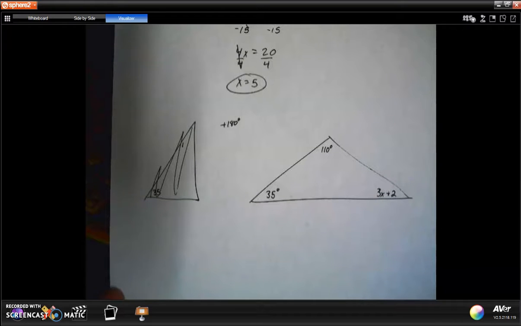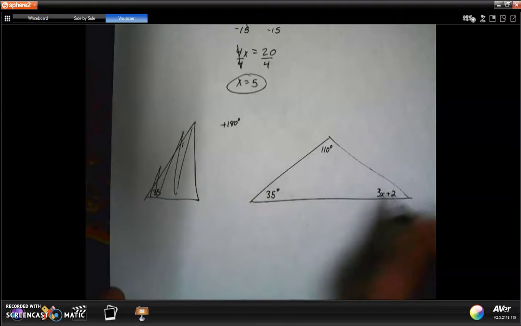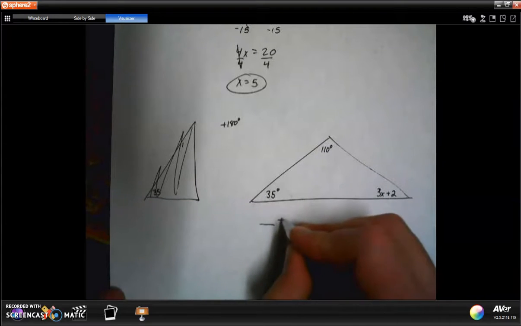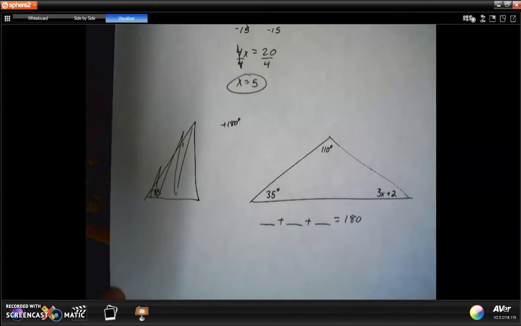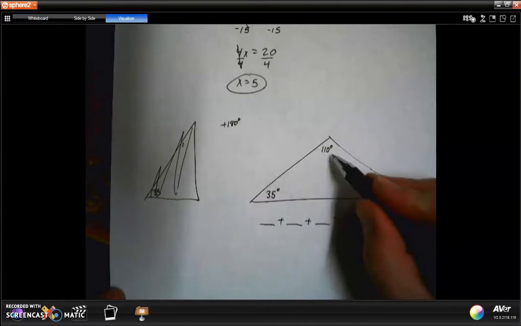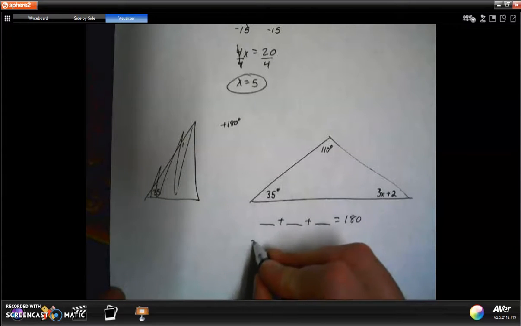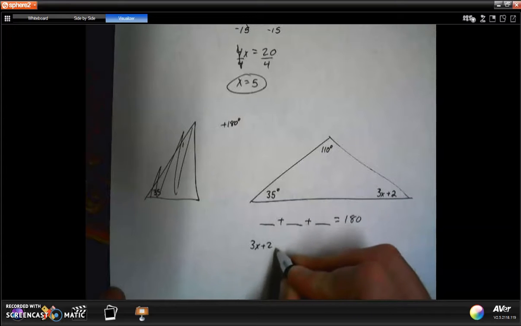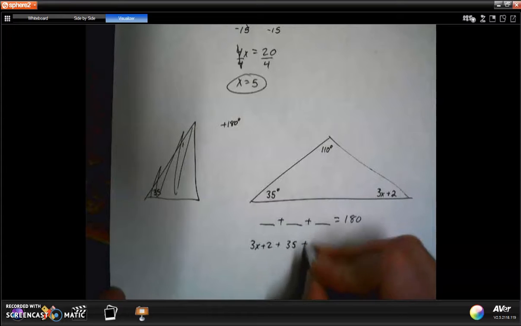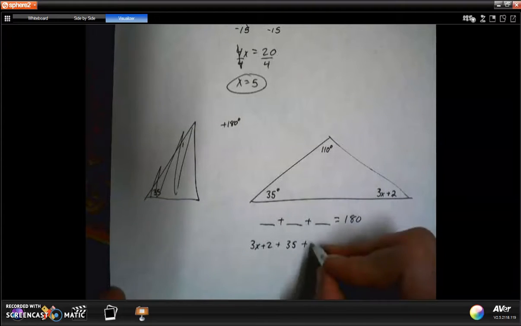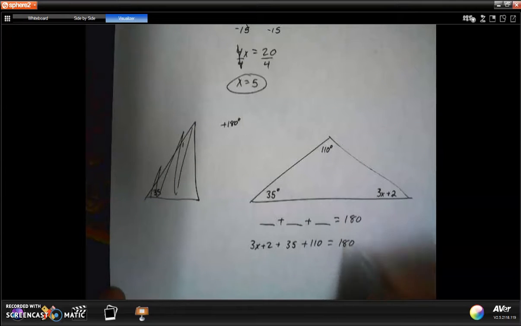All right, well, in order to find what x equals, we need to write an equation. Well, we know that the three angles add up to 180 degrees. We've got to add up three angles. Well, we know the three angles. We know this one, and that one. We know that this angle is 3 times whatever x is plus 2. So I'm just going to write that. It's 3x plus 2. There's my first angle. Plus my next angle, 35. Plus my next angle, 110. Those three angles add up to equal 180 degrees.